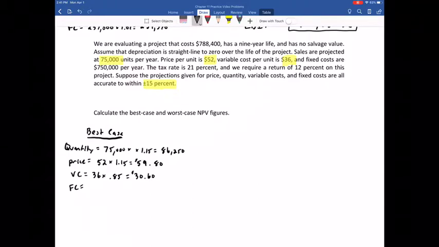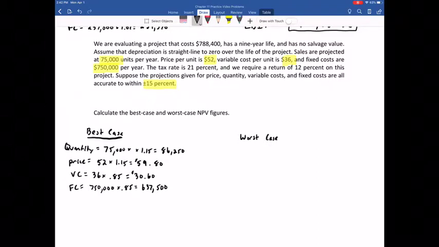And then fixed costs. My base case projection was $750,000 per year, but again, this is accurate to plus or minus 15%. Best case scenario would be the lowest fixed cost, so I multiply that by 0.85, a 15% reduction, and my fixed cost in this best case scenario would be $637,500.